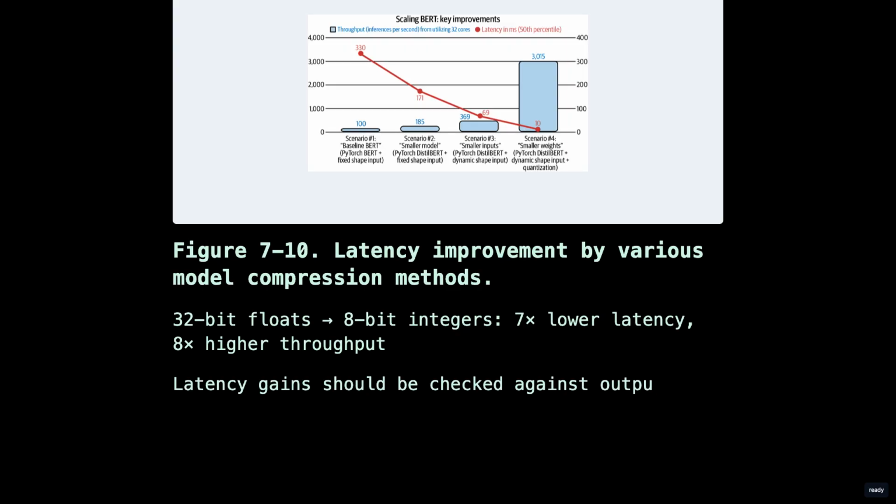Speed alone does not tell the whole story. A compression method is only useful if the model still produces acceptable predictions. So the missing quality comparison is an important caveat in interpreting the results.